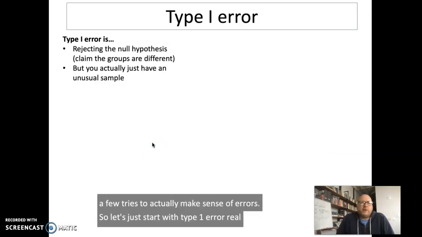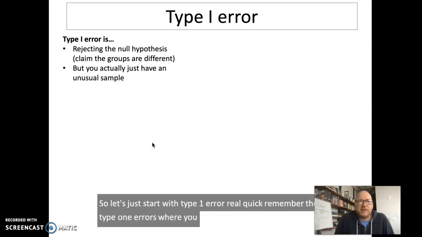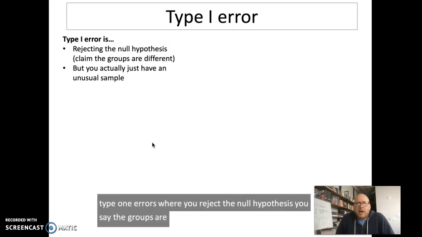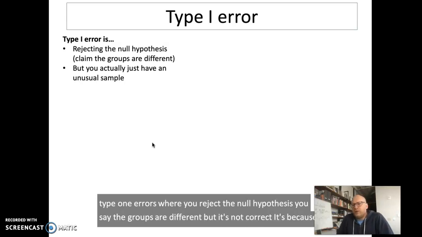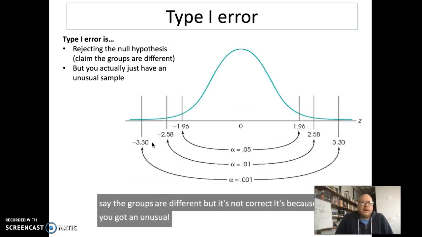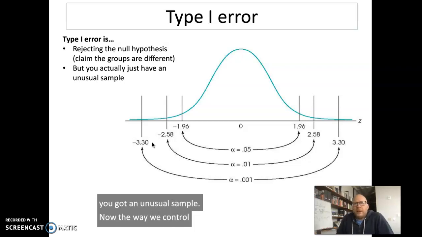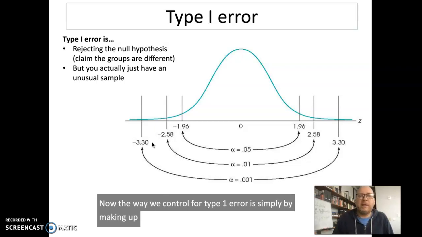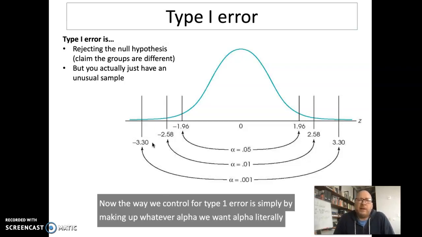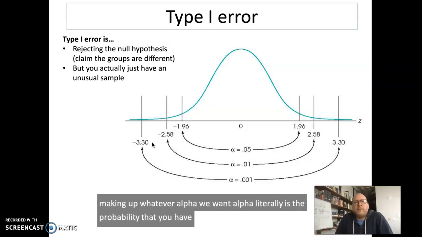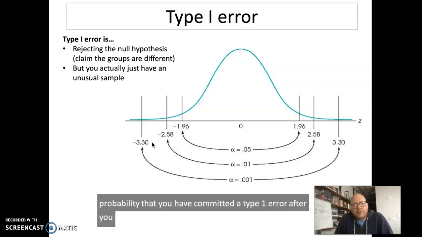Remember the type 1 error is where you reject the null hypothesis. You say the groups are different, but it's not correct. It's because you've got an unusual sample. Now, the way we control for type 1 error is simply by making up whatever alpha we want. Alpha literally is the probability that you have committed a type 1 error after you reject the null hypothesis.